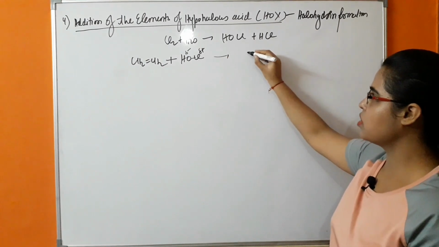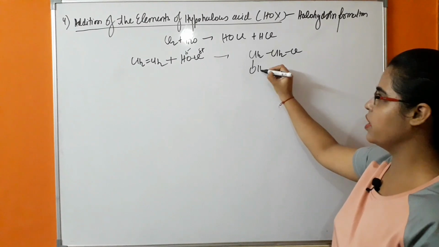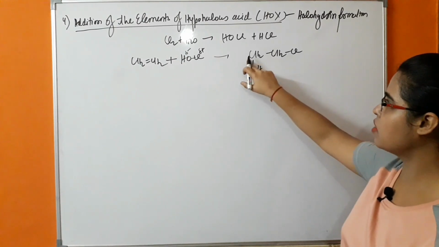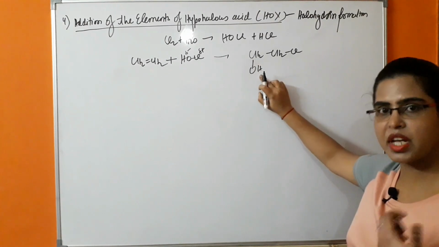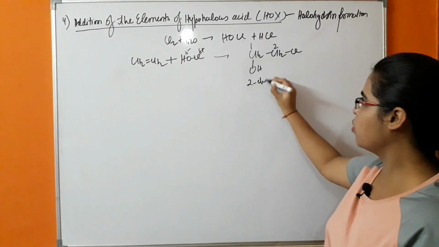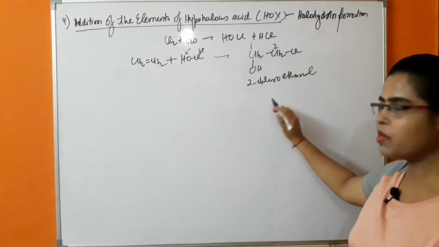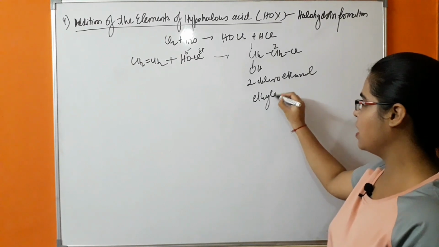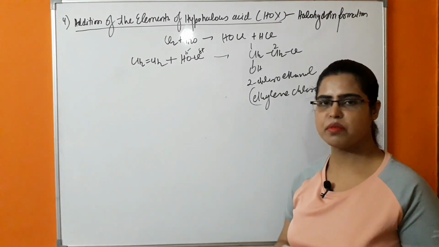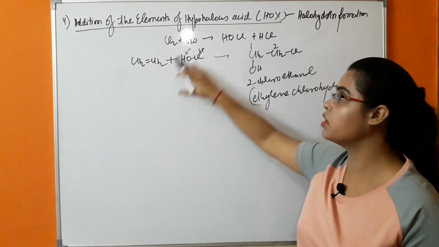There will be formation of CH2, CH2, Cl and OH. This is a halohydrin. What will be its nomenclature? Numbering will be given from this OH because this is the main principal functional group. So it is 2-chloroethanol. The common name will be ethylene chlorohydrin.